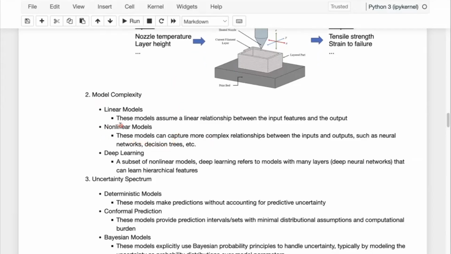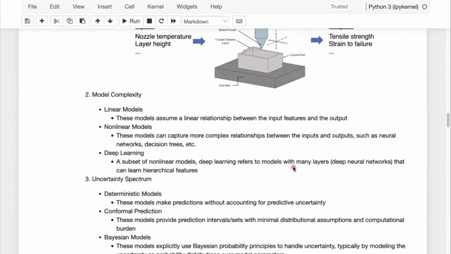Therefore, we have another class of nonlinear models that can capture more complex relationships. But something I want to emphasize here is that when we talk about nonlinear models, this does not mean that we only have neural networks or deep learning models. There are actually other nonlinear models too, such as tree-based models and so on. Then the third category, which is a subcategory of nonlinear models, is neural networks and deep learning models.